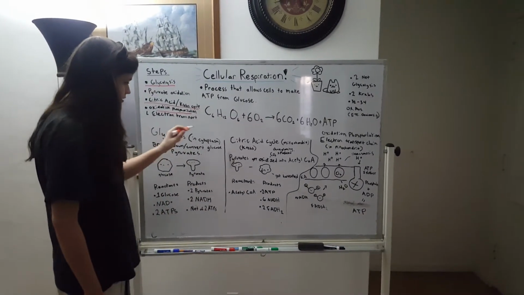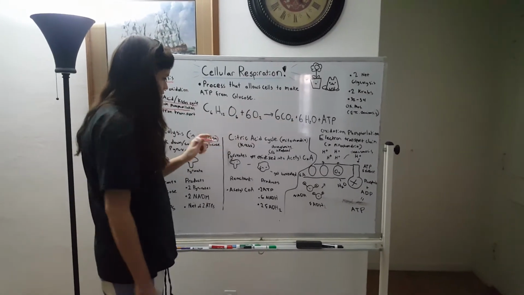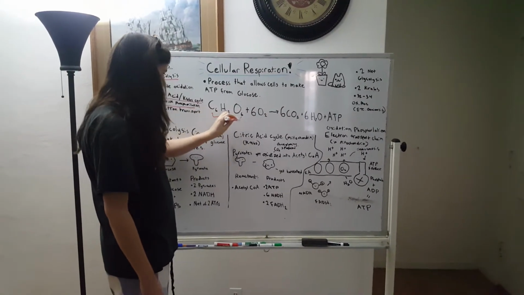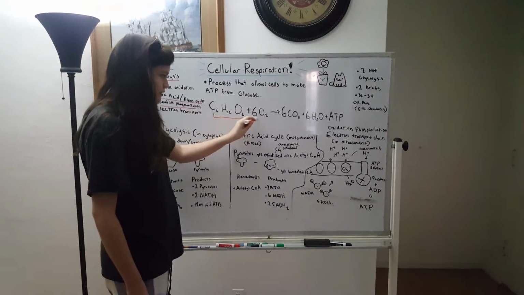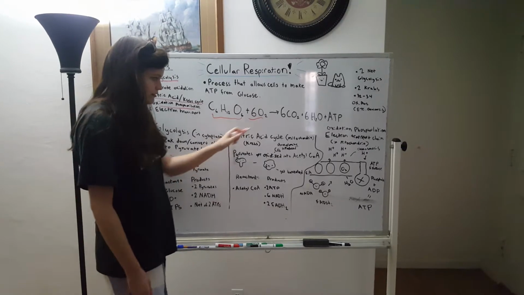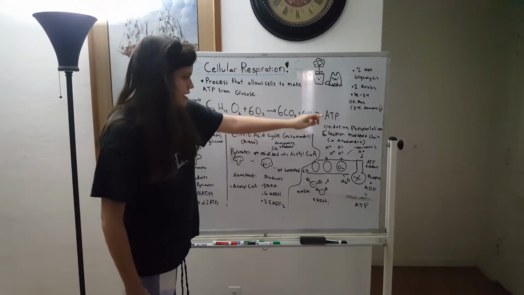So, this is the equation for cellular respiration. Now, this would be your glucose, and you get that from eating. This is your oxygen that you breathe in, and that turns into CO2, some H2O, and ATP.